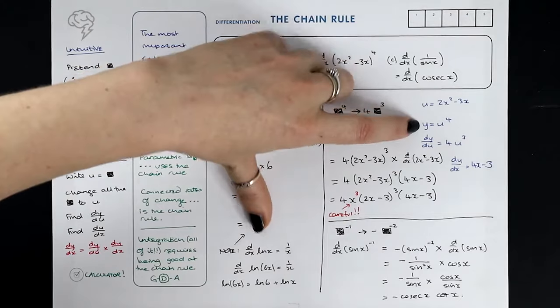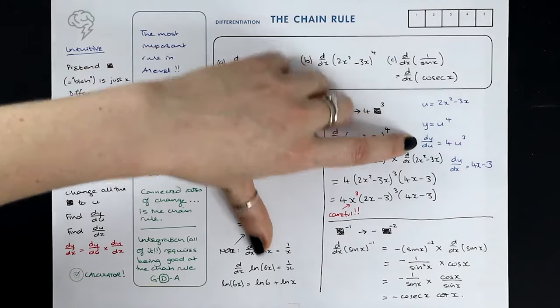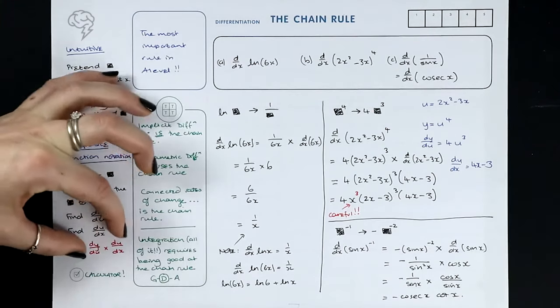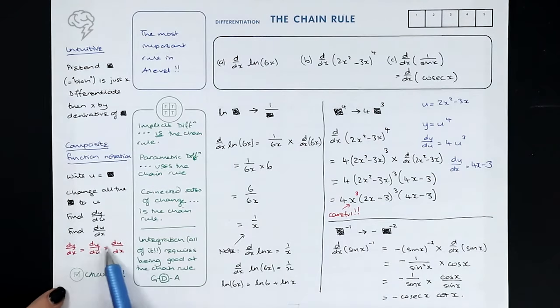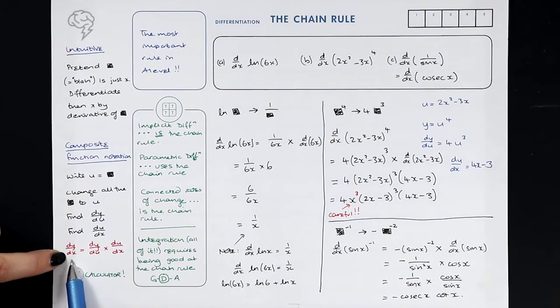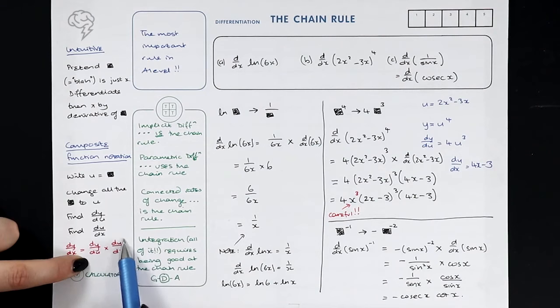You define the u, then you rewrite the function using u. You find dy by du and du by dx, and then you use the chain rule, which kind of can just make sense. These cancel, these du's. It's not really like that, but it's what it looks like. dy by dx equals dy by du times du by dx. The du's cancel, giving dy by dx.